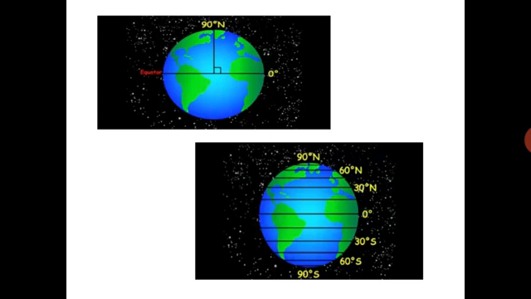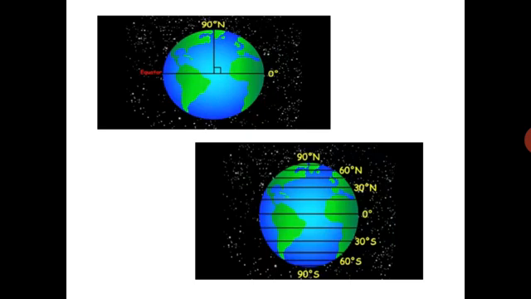See, I said that the imaginary lines, the latitudes, are measured in degrees. The equator represents the 0 degree latitude. See this, in the center, the equator is marked as 0 degree latitude. Above the equator are the northern latitudes, in the northern hemisphere, and below the equator are the southern latitudes.